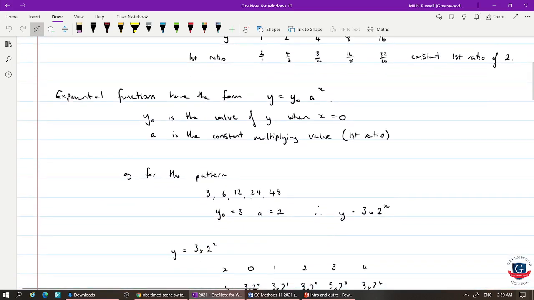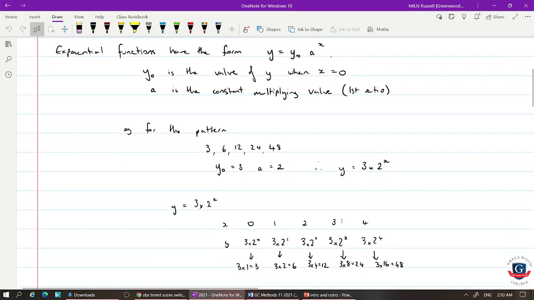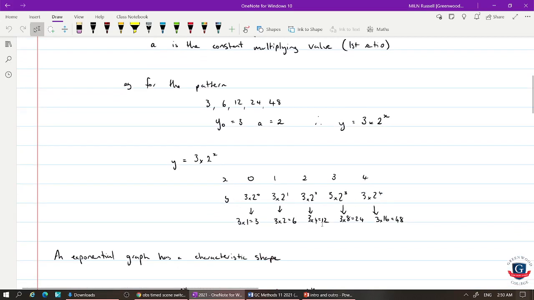So, for the pattern 3, 6, 12, 24, 48, the initial value is 3. It's doubling each time. The equation would be y equals 3 times 2 to the power of x. And we can test this. If x was 0, 3 times 2 to the power of 0 is 3 times 1, which is 3. 3 times 2 to the power of 1 would be 3 times 2, which is 6, for the value x equals 1. If we put x equals 0, x equals 1, x equals 2, and for 12, it would be 3 times 4, which would be 12. So there you go, it works. And I've shown that here.